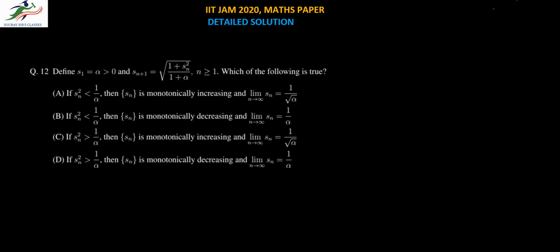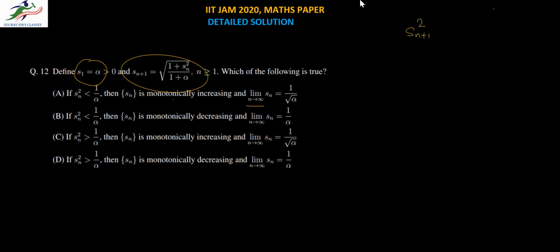We come to question number 12, where we are given a sequence where the first term is S1 equal to alpha, which is greater than 0, and the rest of the terms follow this rule. And we are asked to find the nature of the sequence and the limit. So let's start with the limit.